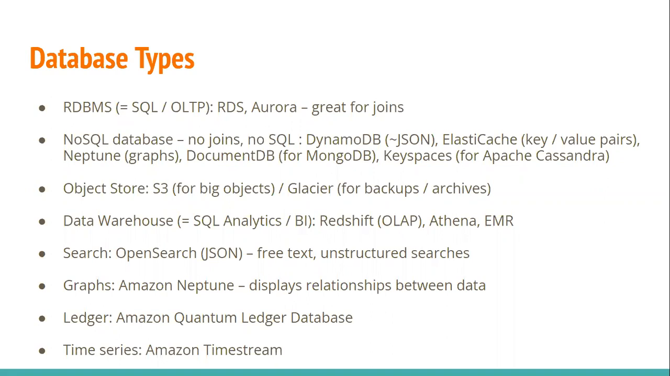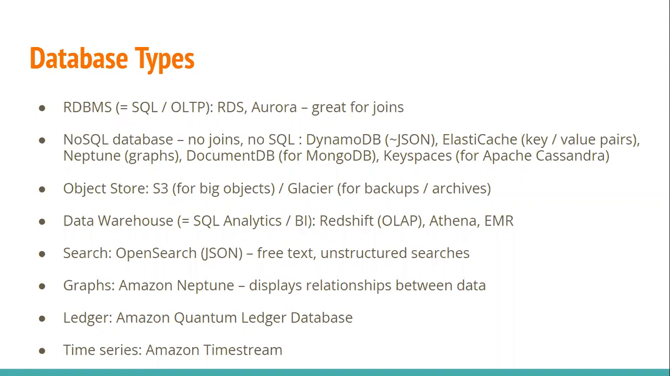There is also a data warehouse option, which basically stores SQL analytics and Power BI projects. It saves BI projects and SQL analytics files in the particular data warehouse option. You can also use, for example, Redshift, Athena, and EMR. These are the database services available in the AWS database services, so you can consider and implement them. For search, there is OpenSearch, for free text and unstructured searches, which you can also implement with this database type.